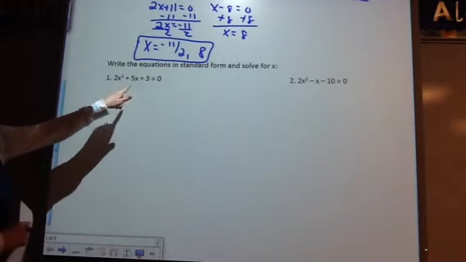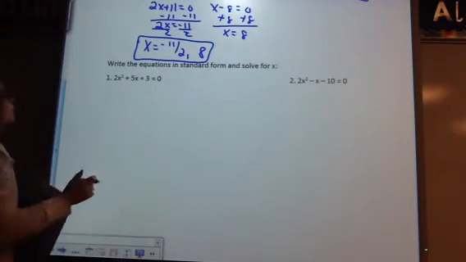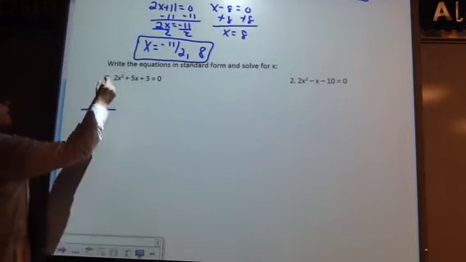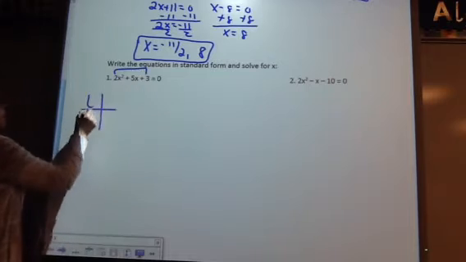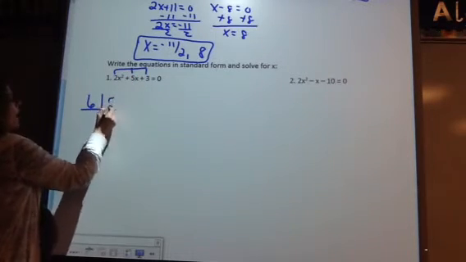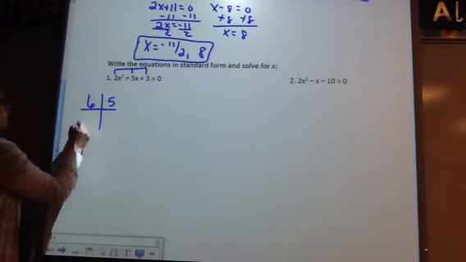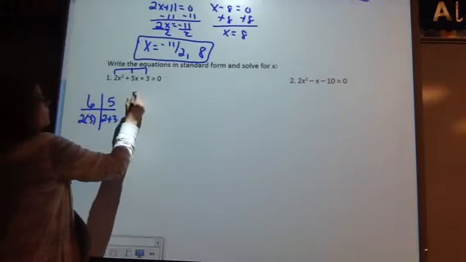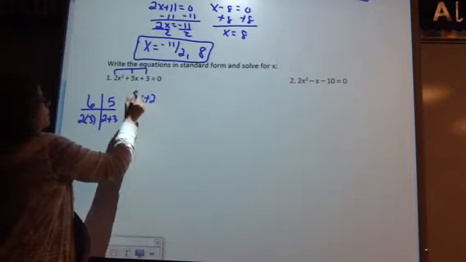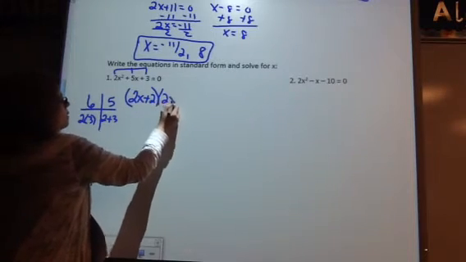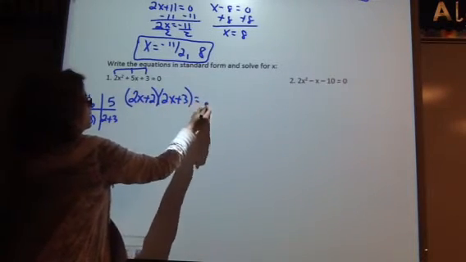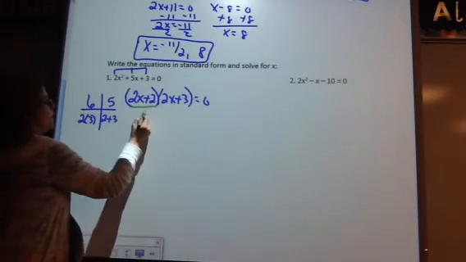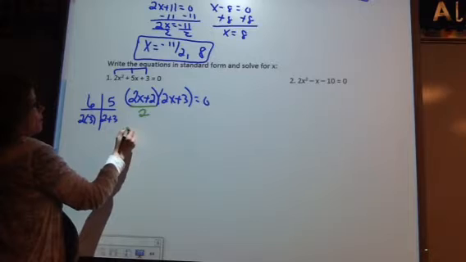So, number 1 here, already set to 0, so we need to factor out. Do we have any greatest common factors we can pull out? No. So let's do our t-chart. When you multiply, you get 6, but when you add, you get 5. So that's going to be 2 times 3 and 2 plus 3. So we have 2x plus 2, 2x plus 3. We can simplify this binomial by dividing each term by 2.